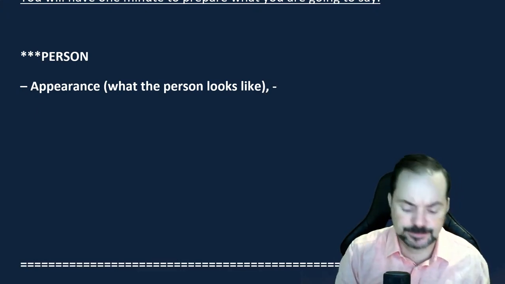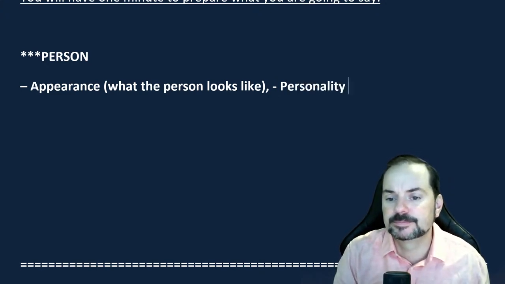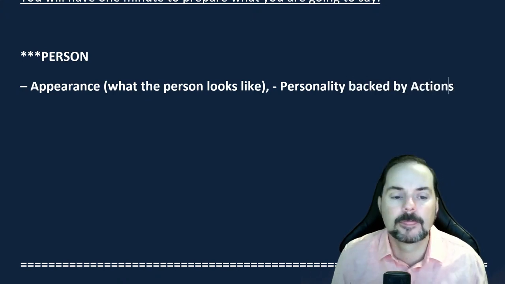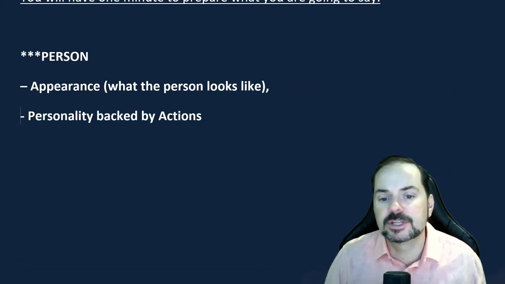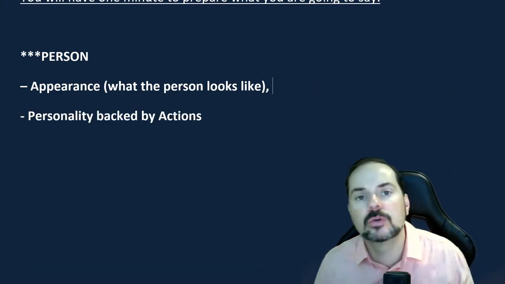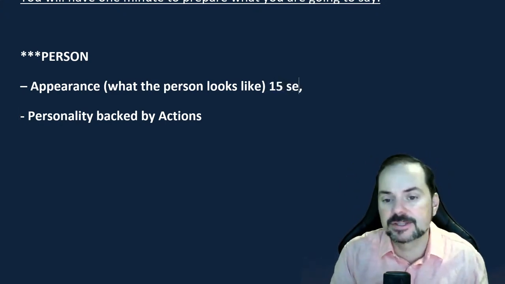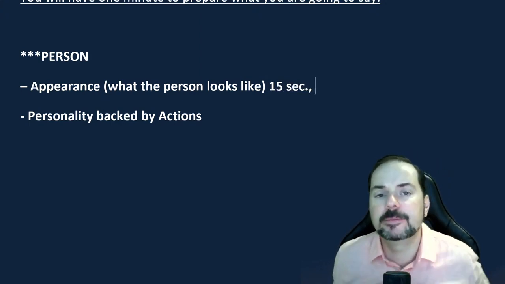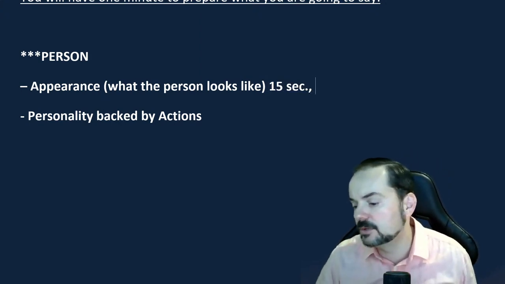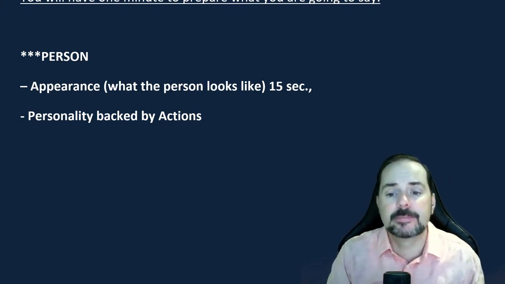Why do we talk about appearance? Okay, so this might be a little bit of a review for some of you, but it's very important to know this. So talk about the appearance, not much, maybe like 15 seconds. Okay, don't overdo it. So just a little bit about the appearance. Why do we do that? Yeah, exactly. Sanjay says, so the examiner can imagine the person.